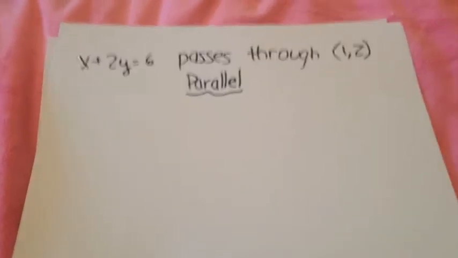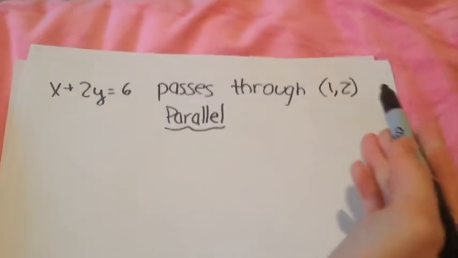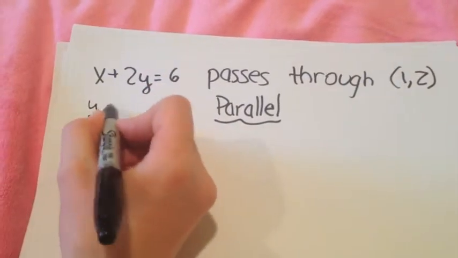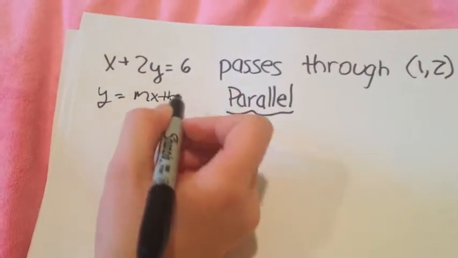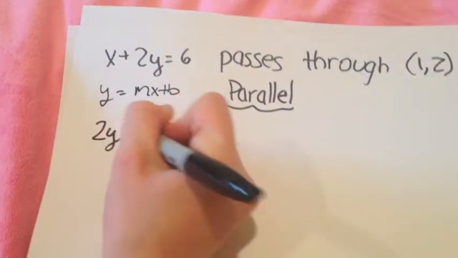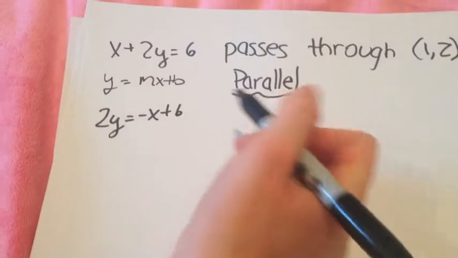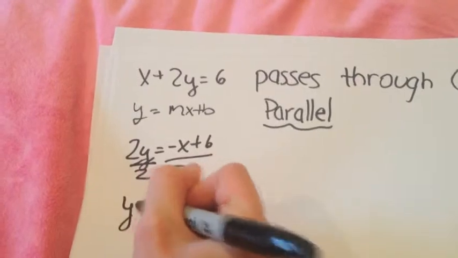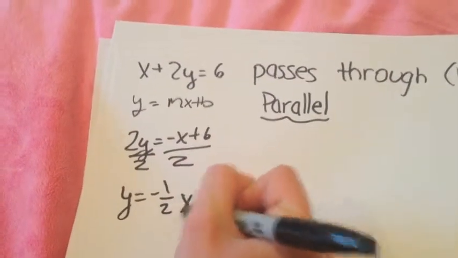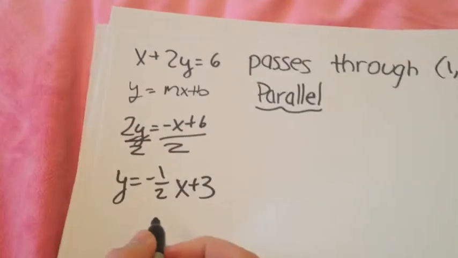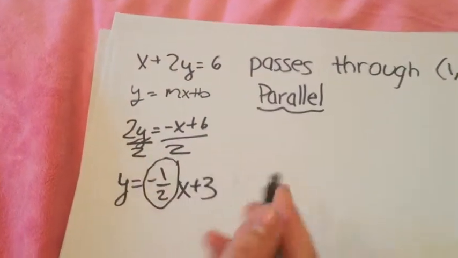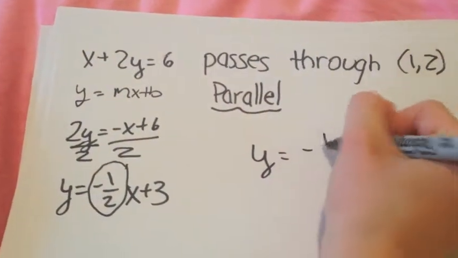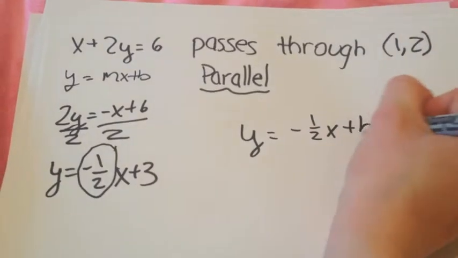Now we are going to find a line that is parallel to this line and contains these 2 points. First, we are going to make this into regular y equals mx plus b form. By doing this, you have 2y equals negative x plus 6. Then you divide both sides by 2, and you get y equals negative 1/2 x plus 3. So we know that parallel lines share the same slope. So we know that we have the same exact slope. So we are going to do y equals negative 1/2 x plus b.